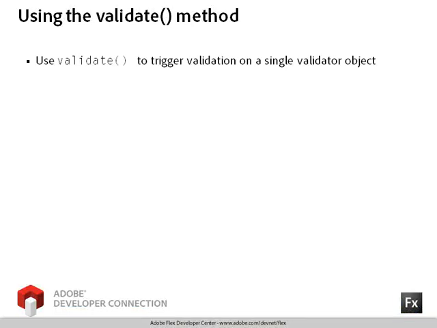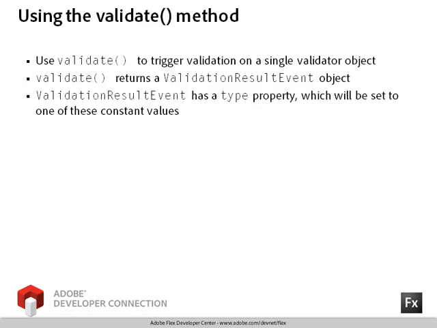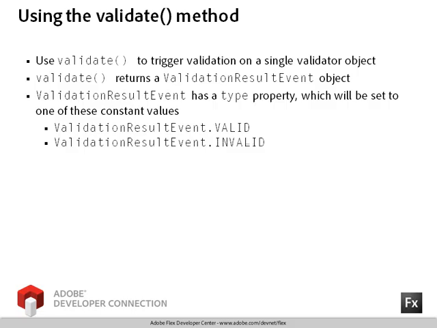The validate method of a validator class is used to trigger validation on a single validator object. The benefit of using it over the MXML class is that it returns a validation result event object which has a type property that returns one of two constants: validation result event dot valid and validation result event dot invalid.